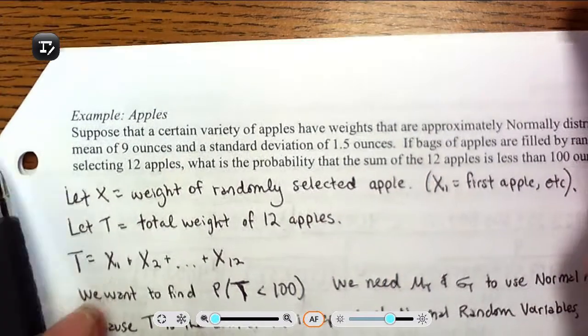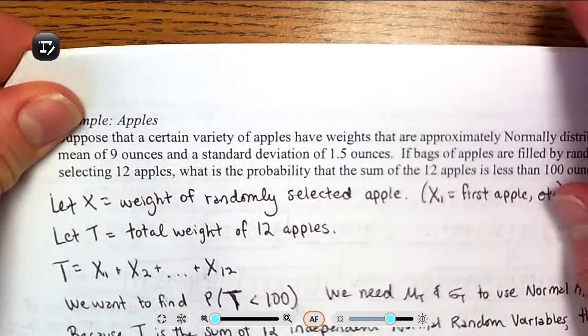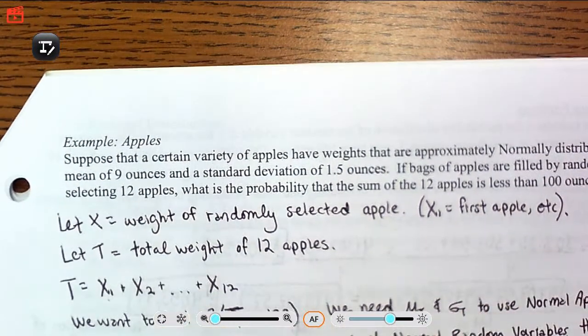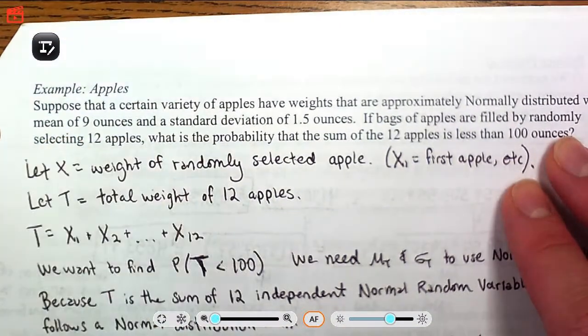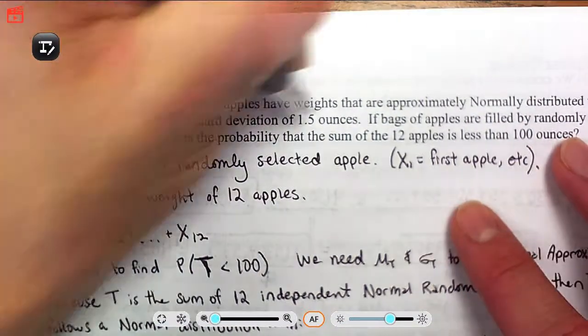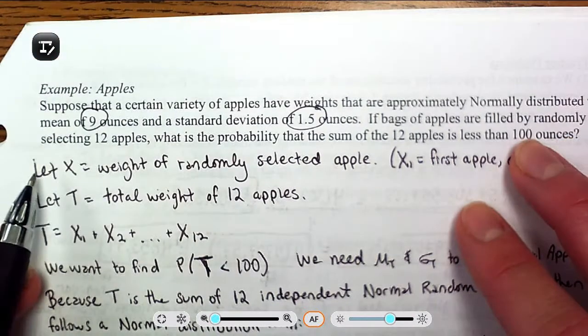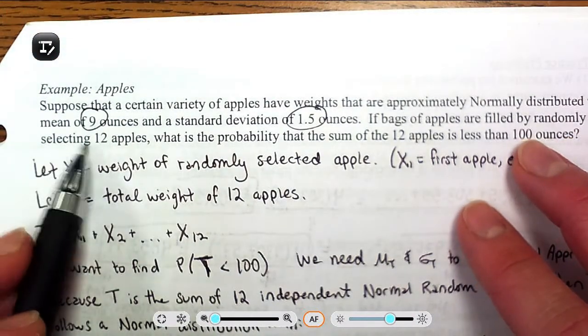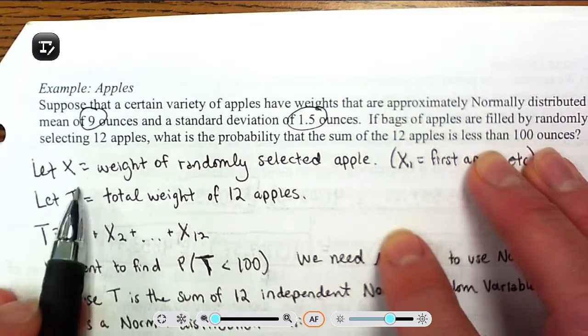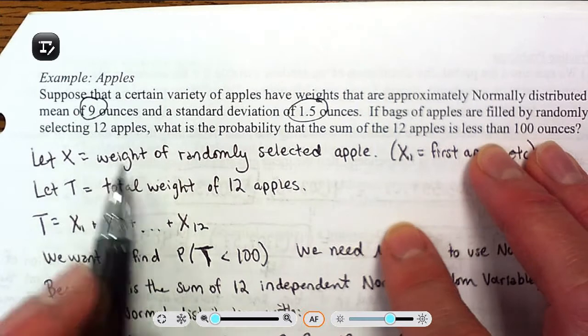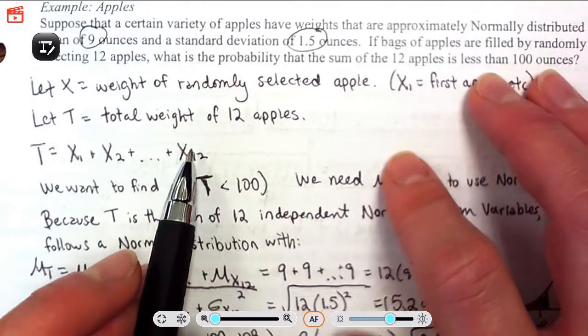Suppose that a certain variety of apples have weights that are approximately normally distributed, with a mean of 9 ounces and a standard deviation of 1.5 ounces. If bags of apples are filled by randomly selecting 12 apples, what is the probability that the weight of the 12 apples is less than 100 ounces?